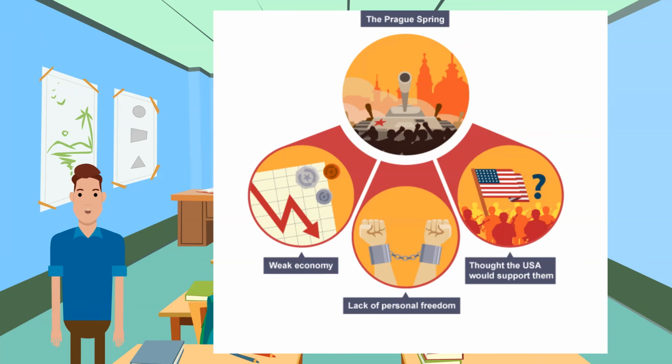Firstly, the hardline communist leader Antonin Novotny was unpopular. His rule was characterized by censorship of the press and lack of personal freedom for ordinary citizens. Secondly, the Czech economy was weak, and many Czechs were bitter that the USSR controlled their economy for its own benefit. Czech farmers had to follow Communist Party guidelines on what to produce, and efforts to modernize farming were discouraged. Thirdly, some Czechs thought the USA would come to their assistance if they stood up to Moscow.